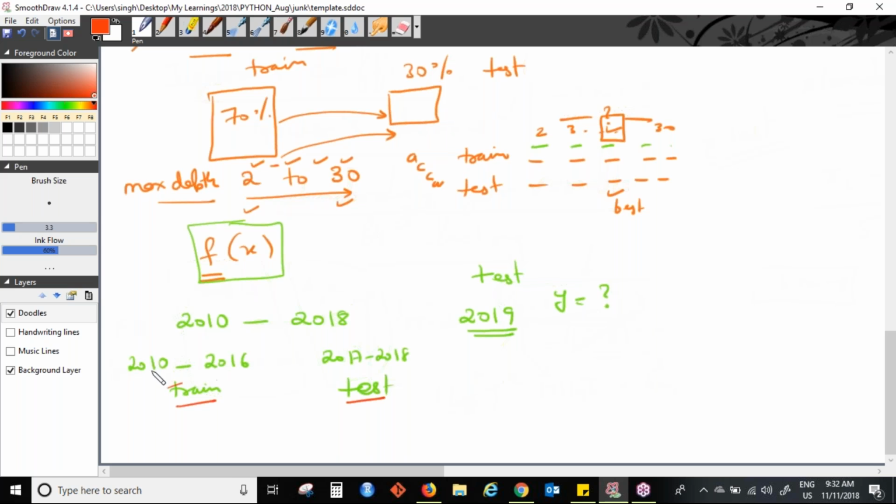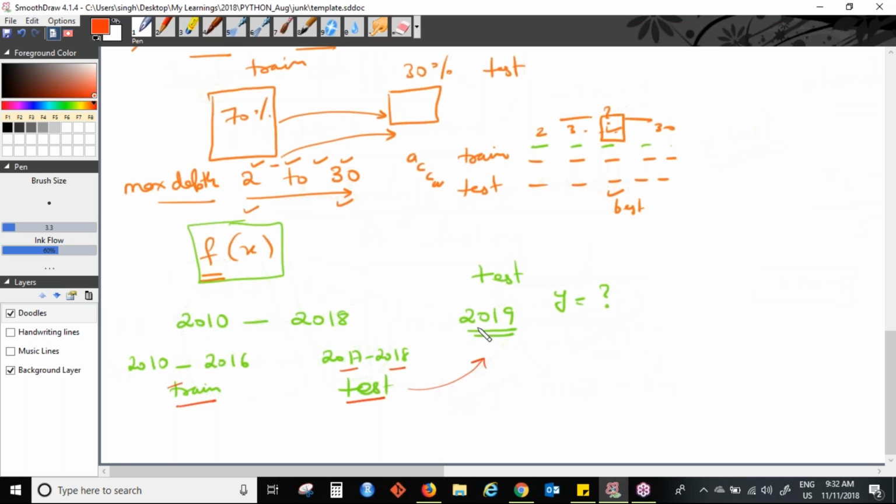We train the model from 2010 to 2016, and then we predict it on these two. Okay, we predict on these 2 years and then check the accuracy. And if we are happy with that accuracy, we finalize the model and then use that model to predict for 2019. Now, how did we perform on 2019?